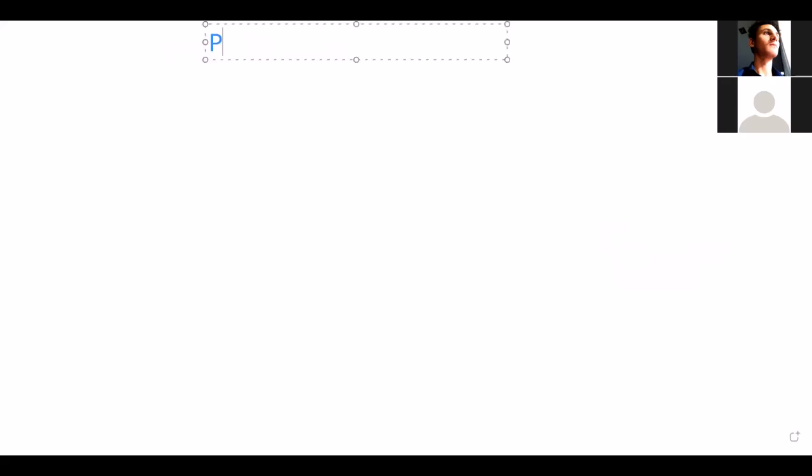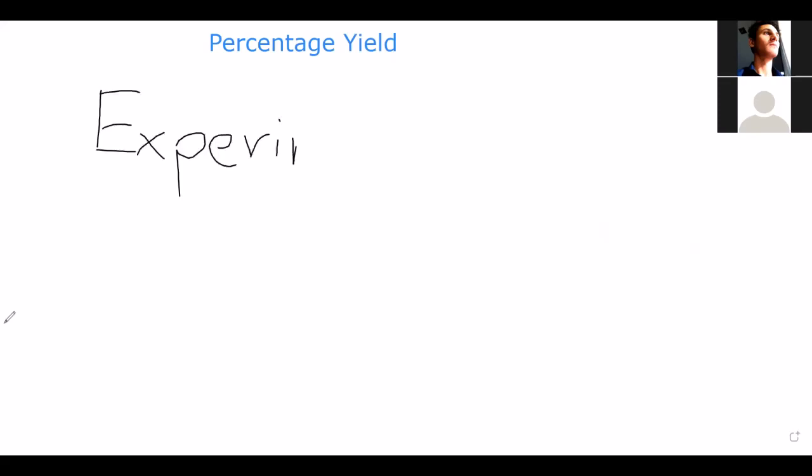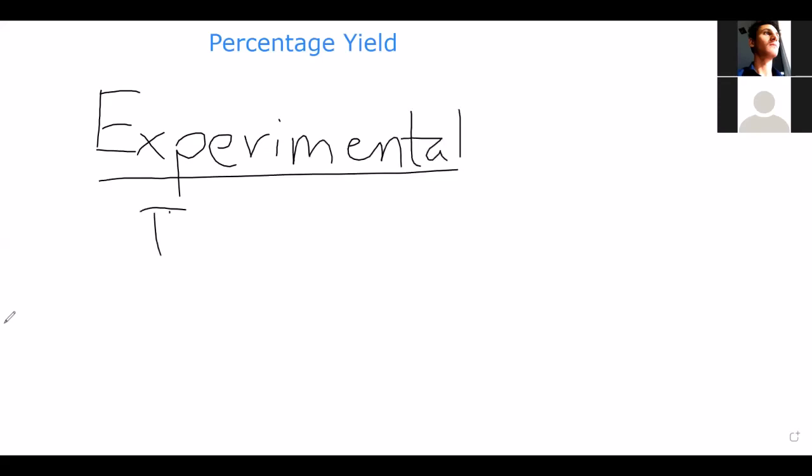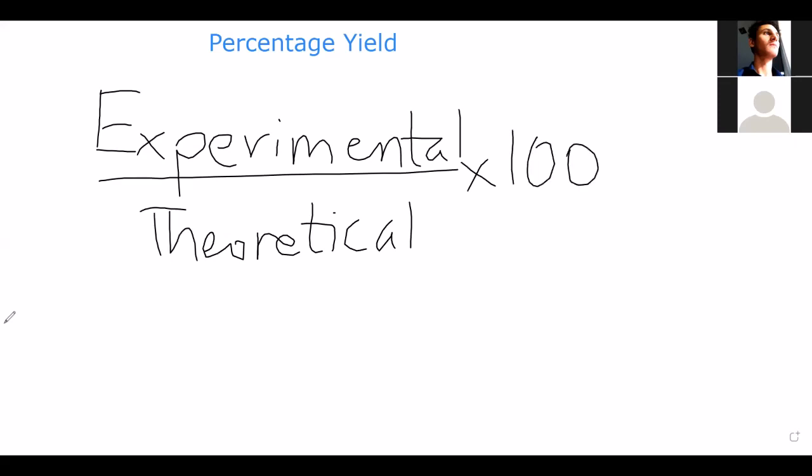The next topic is percentage yield. The formula for percentage yield is experimental value upon theoretical value into 100. Now the experimental value is always given in the question, while the theoretical value is determined from the given data.